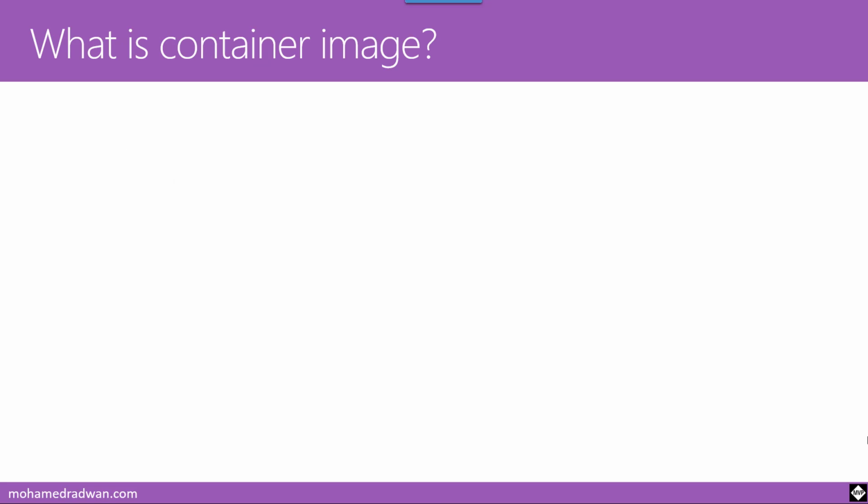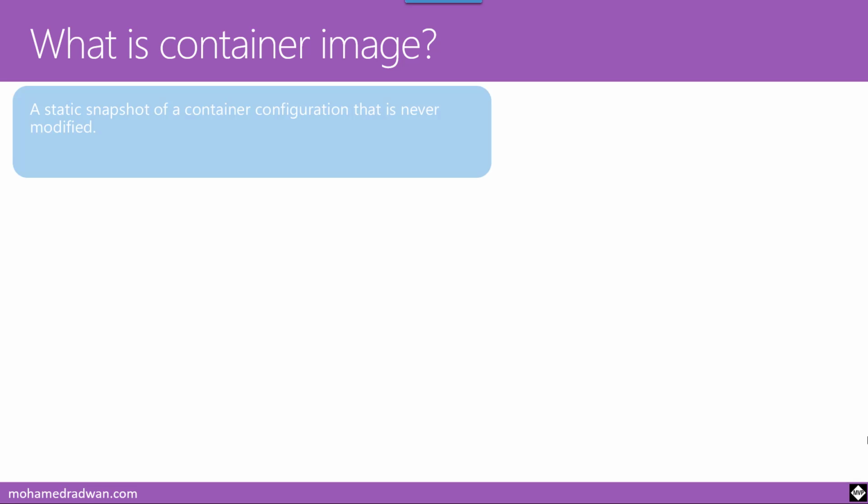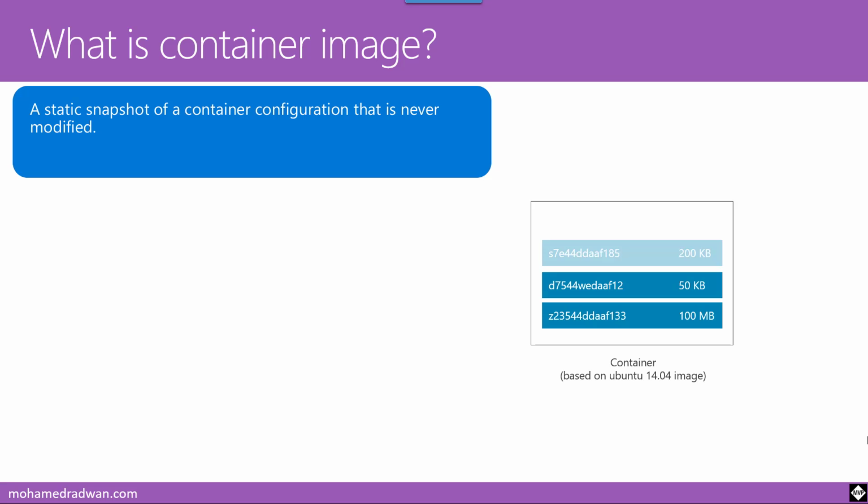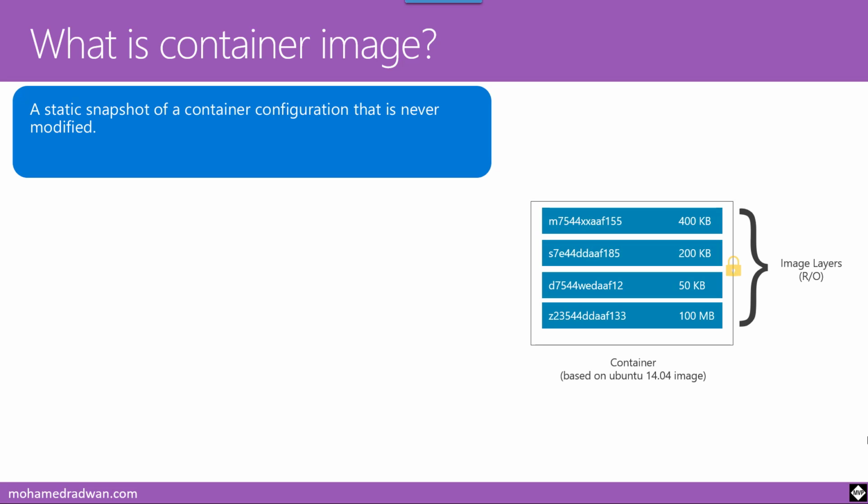So what are container images in more detail? A container image is just a static snapshot of a container configuration that is never modified. Just see this example. This is an example of a container based on an image from Ubuntu 14.04. We can see that this container is running from an image that has 4 layers, and these 4 layers are read-only. So I can't change them.